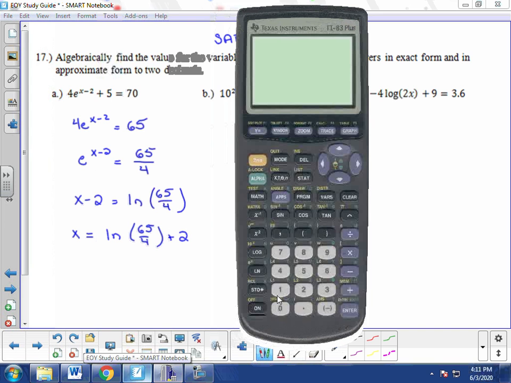So this would be the exact answer, and then the approximate answer would be taking the natural log of 65 divided by 4, and then adding 2. This would be an approximate value of 4.79.